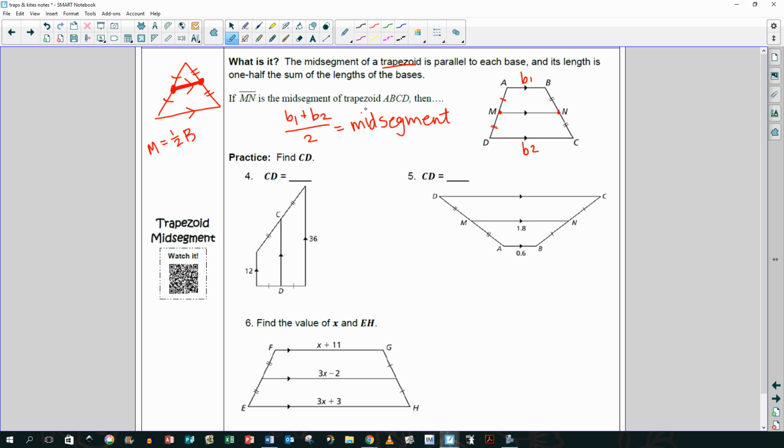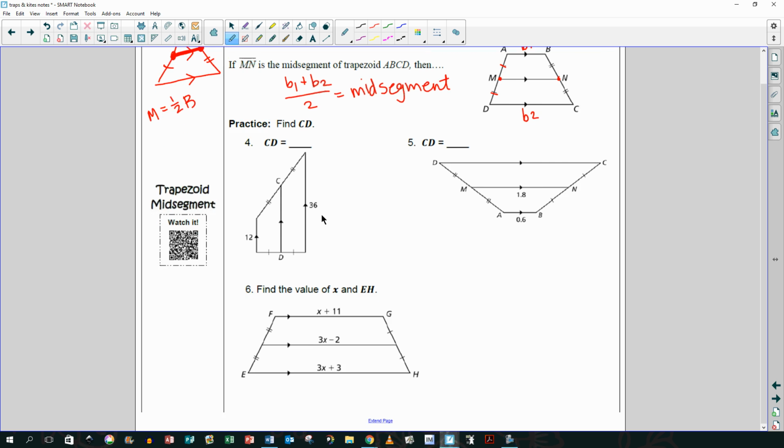Think about it, if you only had one base, then it's just half the base. But if you have two bases and it's in the middle, doesn't it have to be the average? Okay. So over here on number 4, using that thought, you've got your base 1 plus your base 2, and I'm looking for the mid-segment. So you add the two bases, 12 plus 36 divided by 2. Well, 48 divided by 2 is 24. So my mid-segment is 24. Easy peasy when they give you the bases.